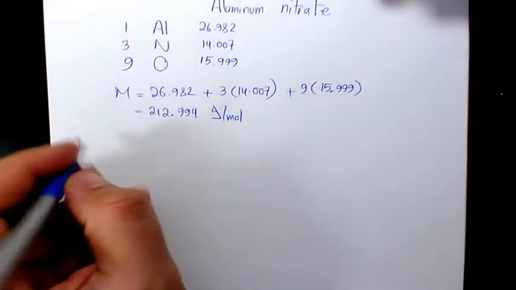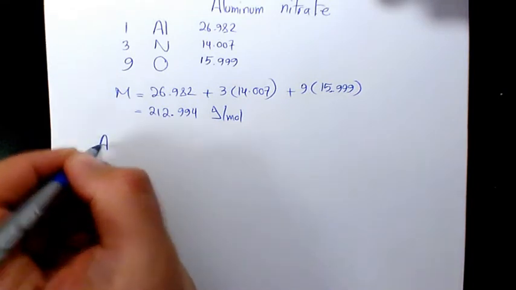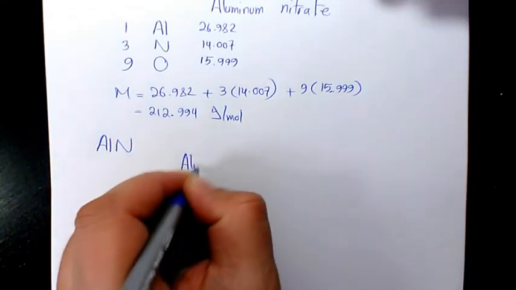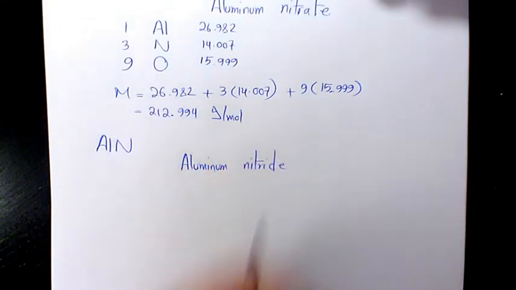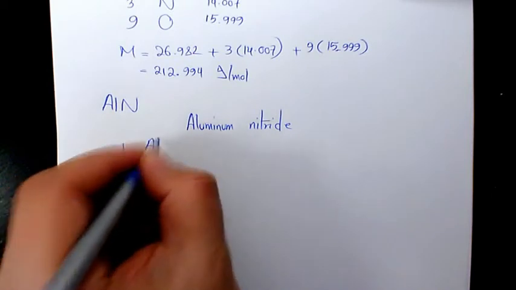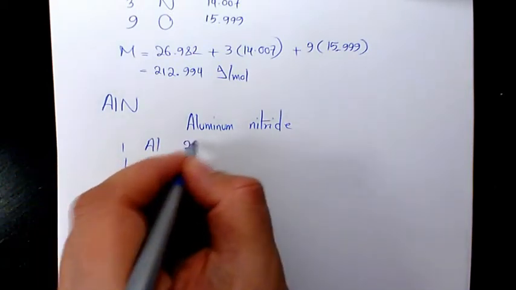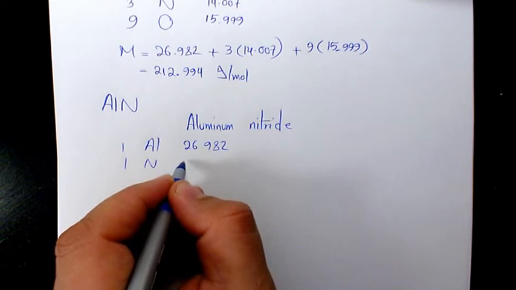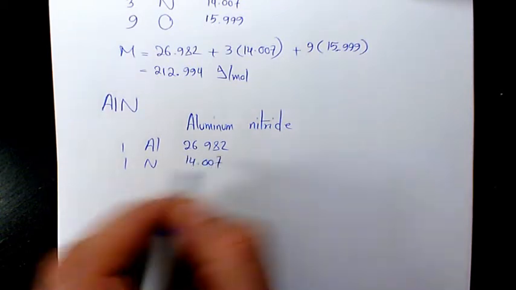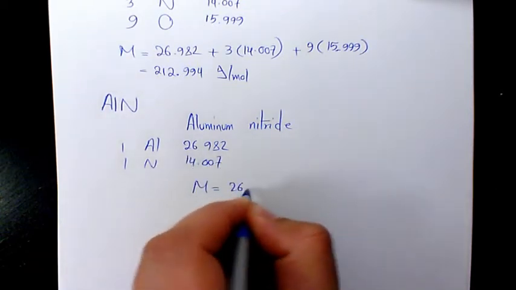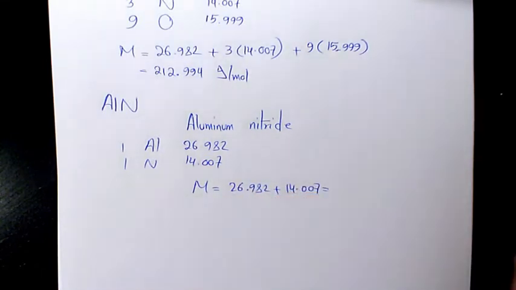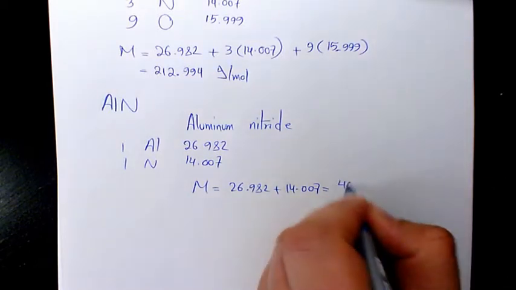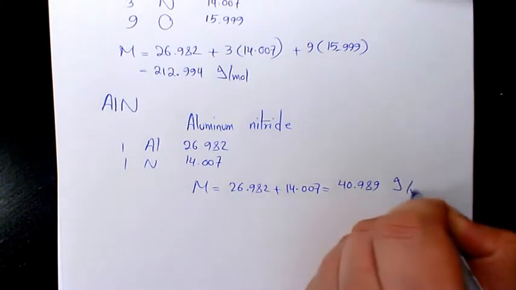Next one is AlN, which is aluminum nitride. AlN. 1 atom of aluminum, 1 atom of nitrogen. Aluminum is 26.982 atomic mass. Atomic mass of nitrogen is 14.007. So we just add these two. 26.982 plus 14.007. It's going to be 40.989 grams per mole.